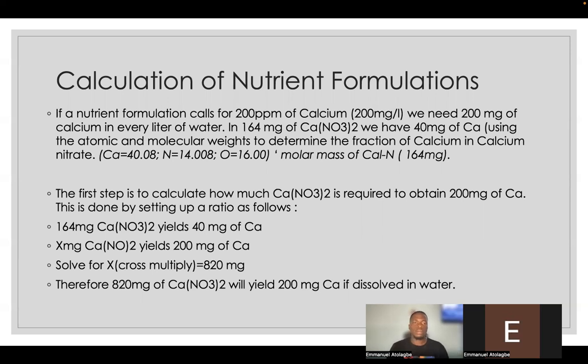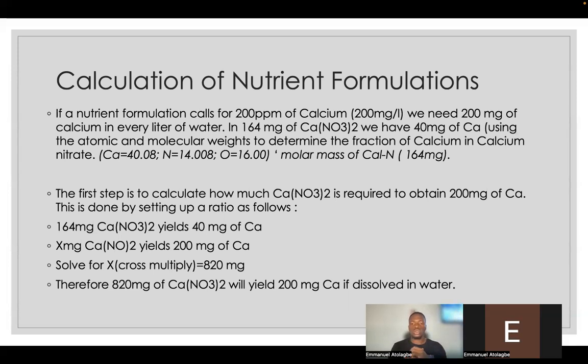we have calculation of nutrient formulas. If a nutrient formulation calls for 200 parts per million, that is milligram per liter, of calcium, you need 200 parts per million of calcium. What it means is that in every liter of water, 200 milligram must be inside.